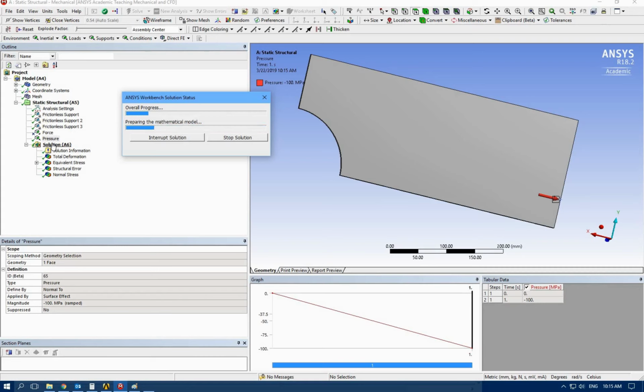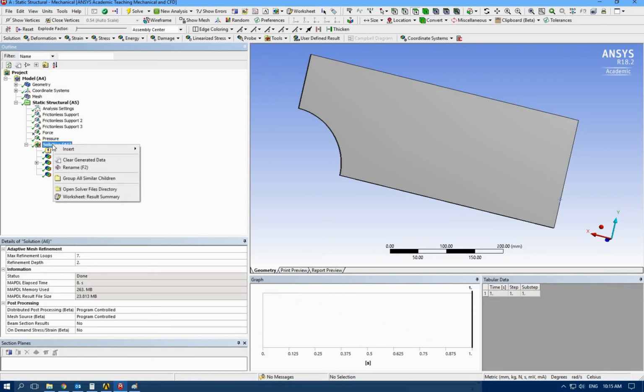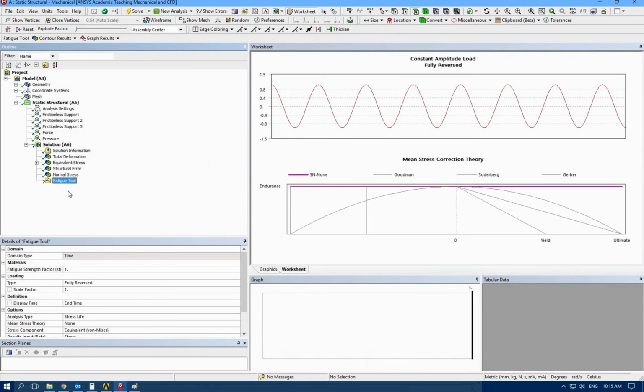Because the quality of mesh is very good, it takes a bit of time. But if I were you, I would improve the quality of mesh just for the tip of the stress concentration area using a sphere mesh area to have the local mesh improvement. Right click over solution, go inside insert, for fatigue select fatigue tools. Okay, let's see what we have here inside this option for fatigue.